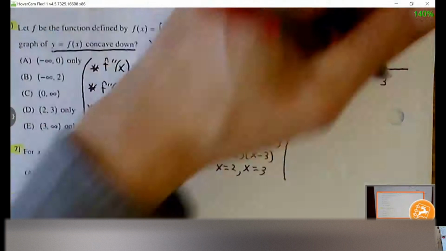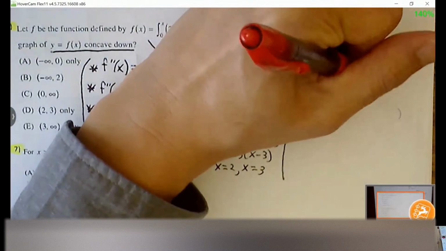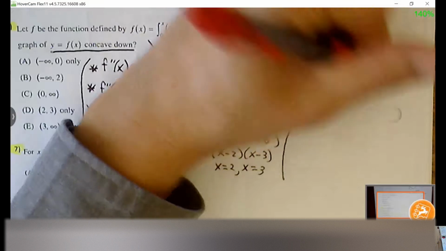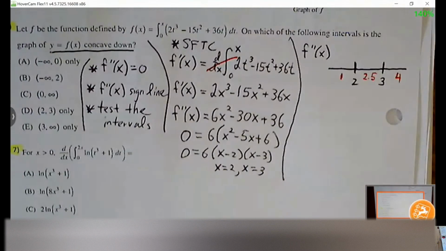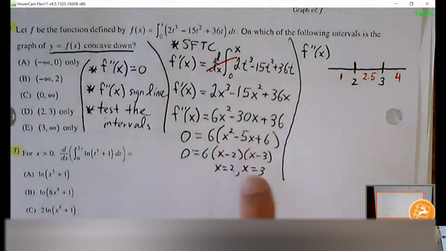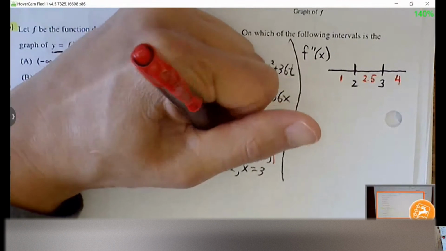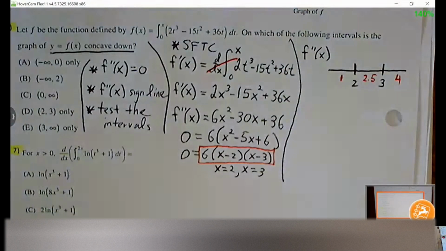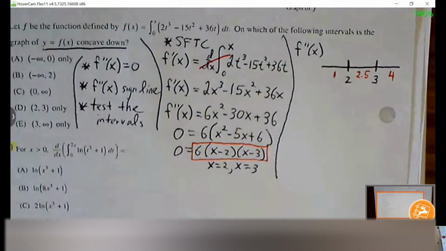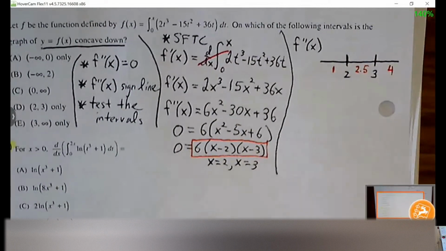I'll choose values in each interval. So I'll choose 1, I'll choose 2.5, and I'll choose 4. Okay, I'm going to test each value within each interval with the second derivative. There are different variations of the second derivative that we created, but the one you want to test is the factored form. This is going to be the fastest one that will allow you to quickly gather information about positive and negative without having to enter into your calculator.